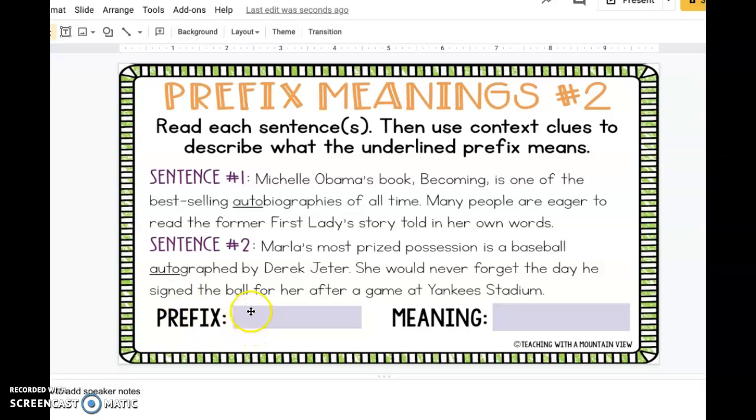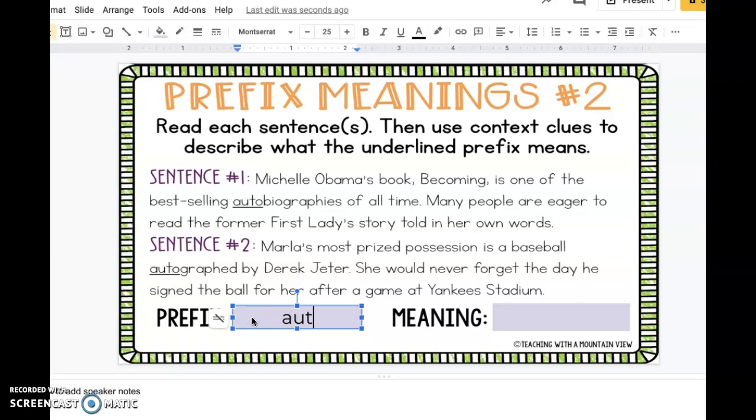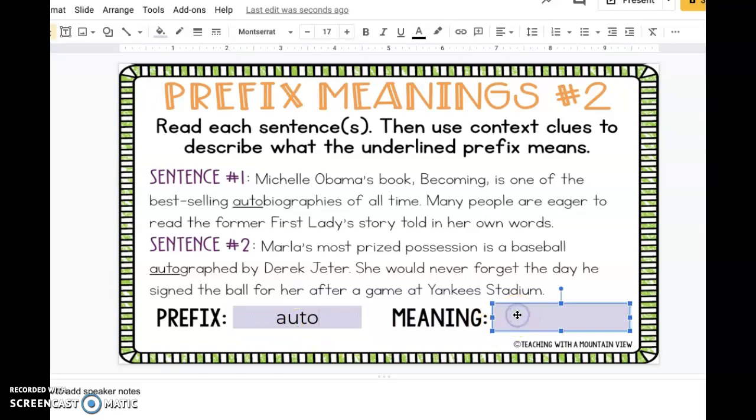So you guessed it, it is underlined, makes it a little bit easier, is auto. And what do you think the meaning of auto is? Well, it means relates to self. So an autobiography is relating to that person. It's relating that autobiography to Michelle Obama. And autographed means that it was written by Derek Jeter. So see how that changes the meaning? Just a little prefix at the beginning can really change the word meaning. All right, here we go.